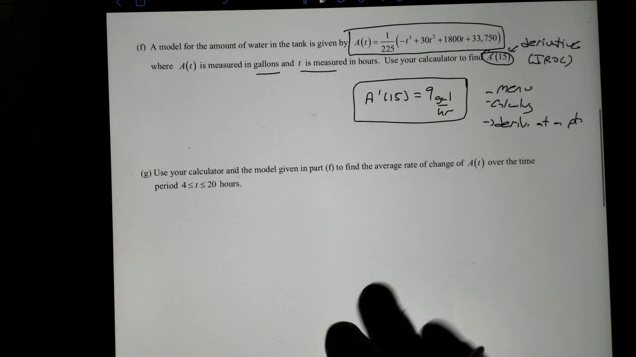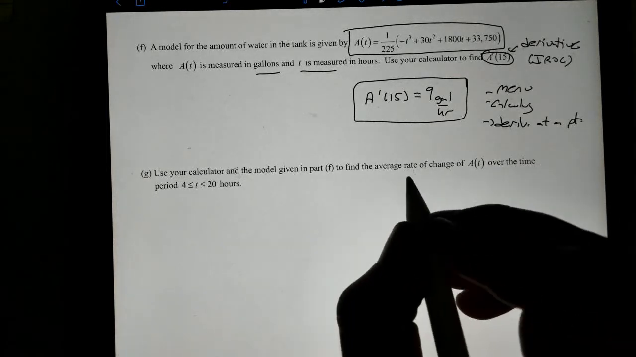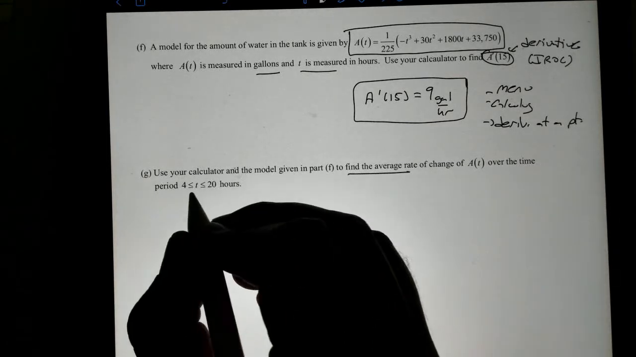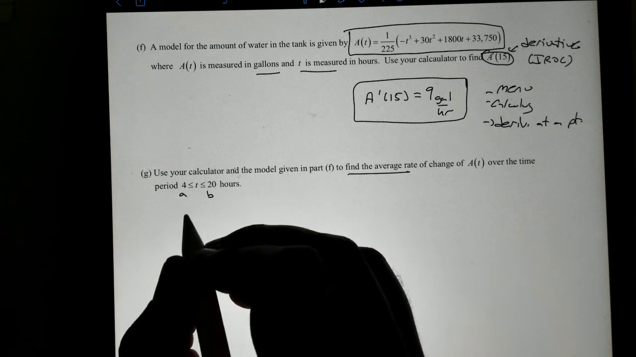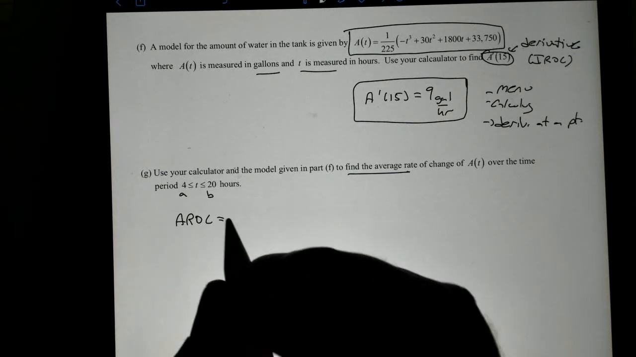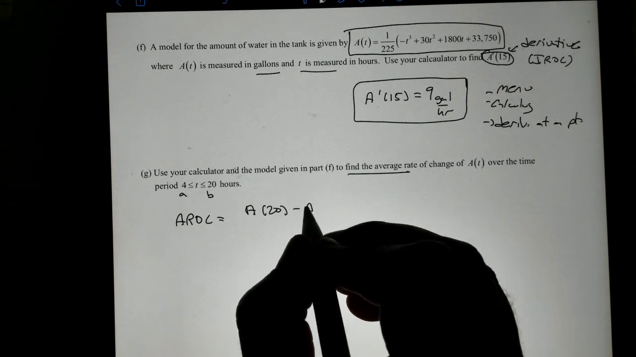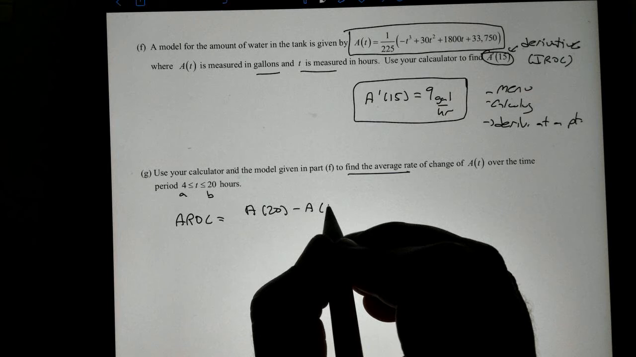All right, now it says, use your calculator and the model given to find the average rate of change. So now they want A of b minus A of a over b minus a. There's a and there's b. So to get our average rate of change, this is going to be A of 20 minus A of 15. Oops, sorry, not A of 15.